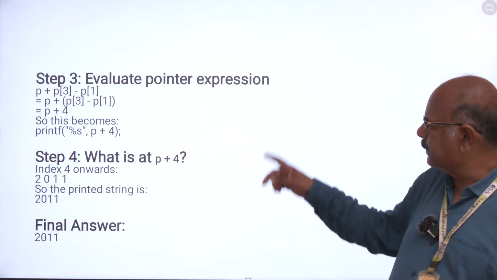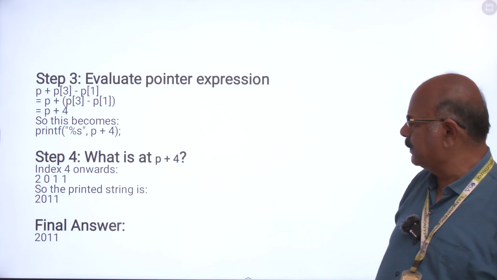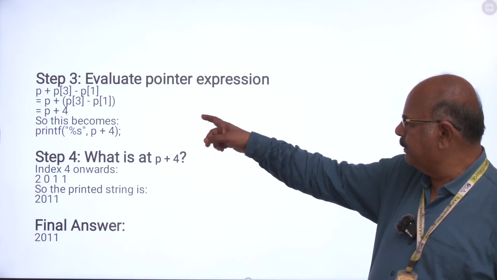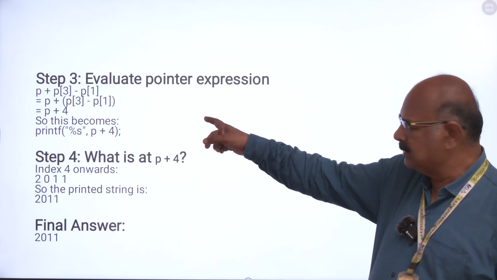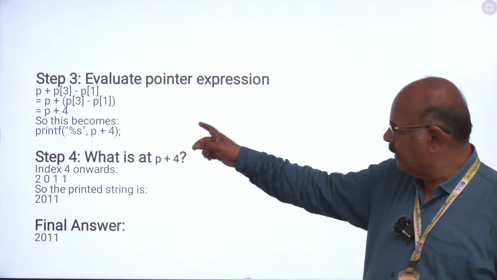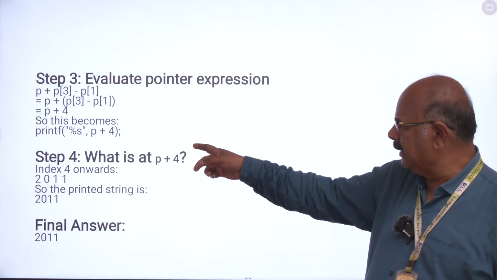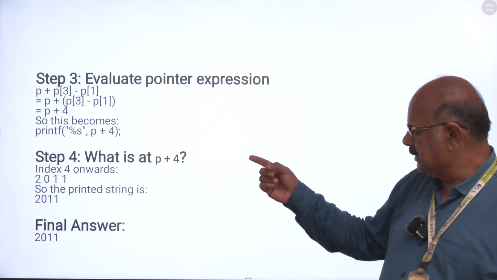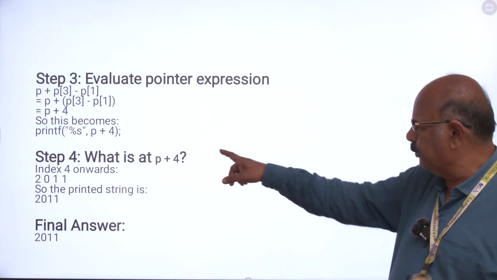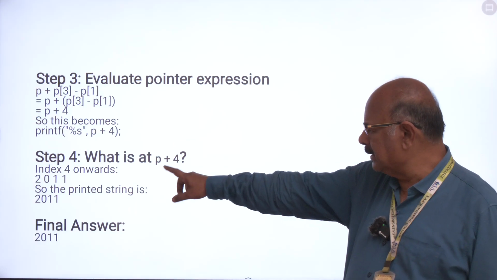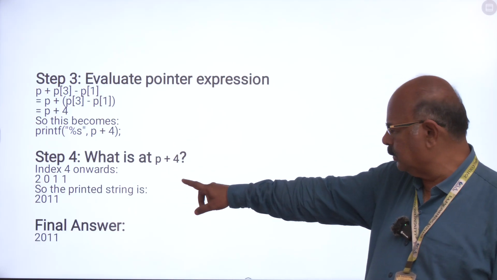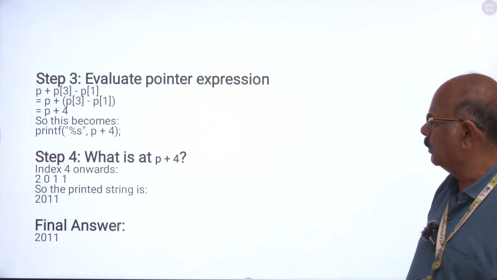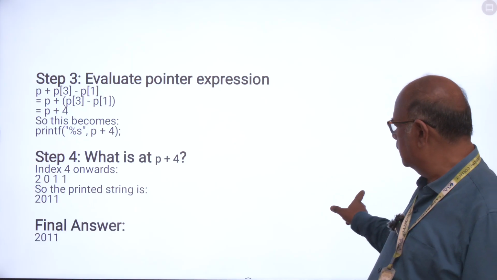Next, step 3, evaluate the pointer expression. The pointer expression we are getting is p plus p[3] minus p[1], which is p plus 4. So this becomes printf of whatever value is at that position. Step 4, what is at p plus 4? Index 4 onwards is 2011. So the printed string is 2011, and the final answer will be 2011. This can be explained like this.